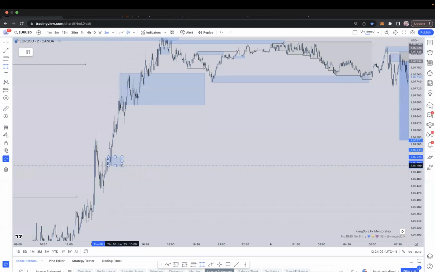So I mark this zone because somehow it's looking like a flip already for me. See this guy from here. No, I'll mention this guy.